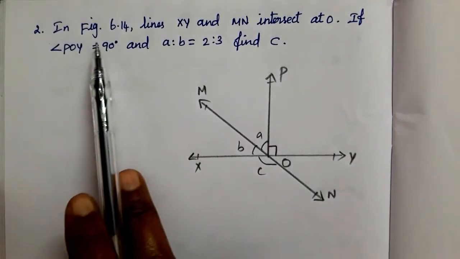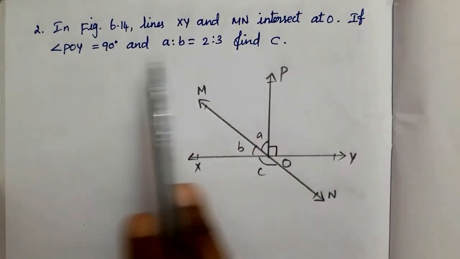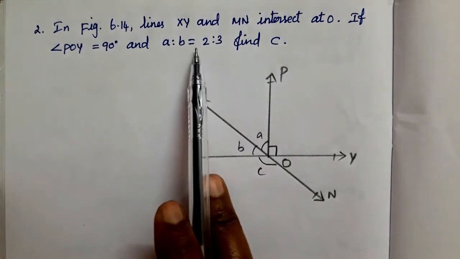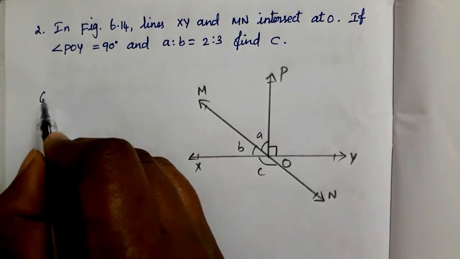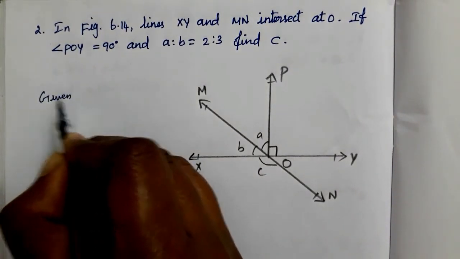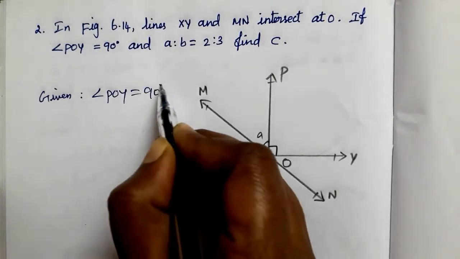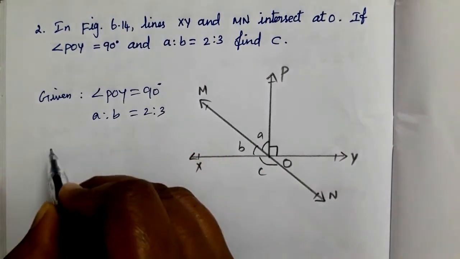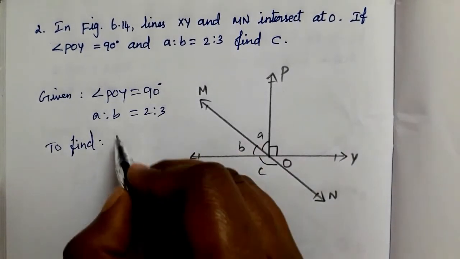Question number 2. In figure 6.14, lines XY and MN intersect at O. If angle POY equal to 90 degree and a is to b equal to 2 is to 3, find c. Here given angle POY equal to 90 degree and a is to b equal to 2 is to 3. Now we need to find c.